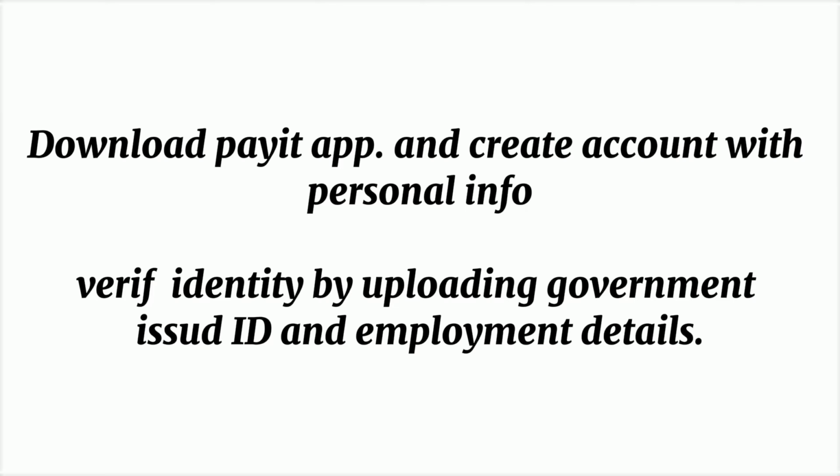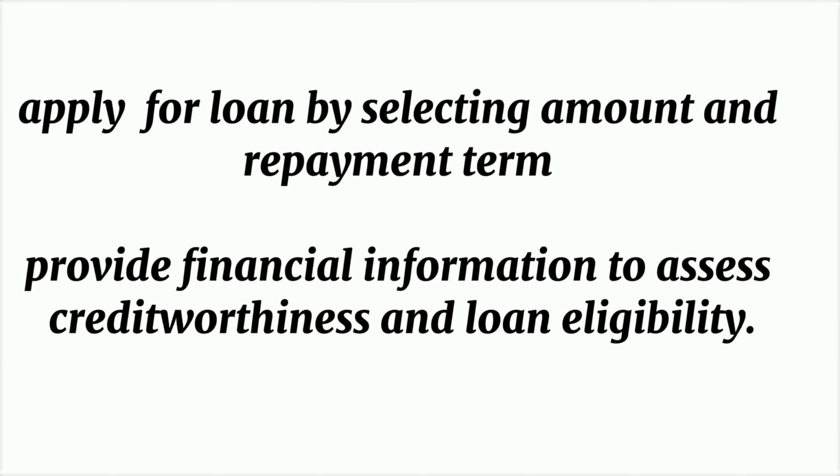After verifying your identity, you can apply for a loan by selecting the loan amount and repayment term that suits your needs. Payit offers flexible loan options with varying interest rates, so it is essential to review the terms and conditions before applying. Once you have selected your loan options, you will need to provide additional financial information such as your income and expenses to help Payit assess your credit worthiness. This information is used to determine the interest rate and repayment terms of your loan.